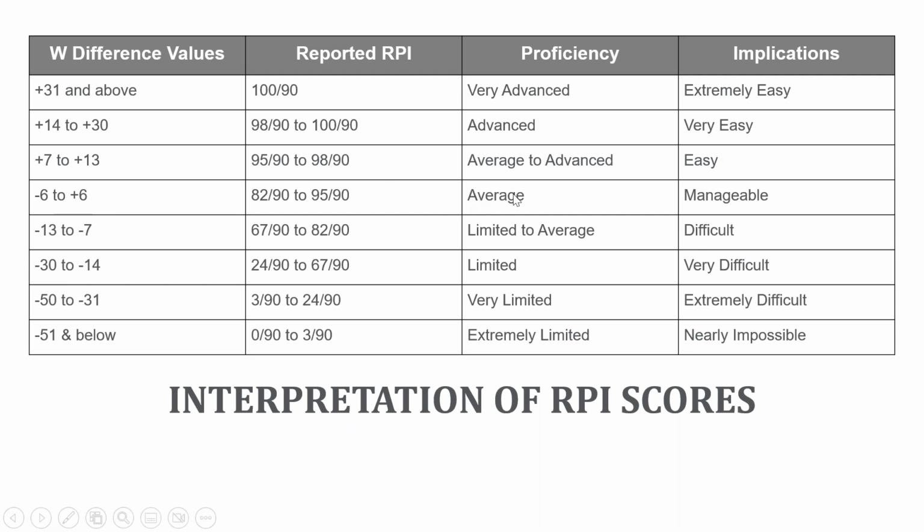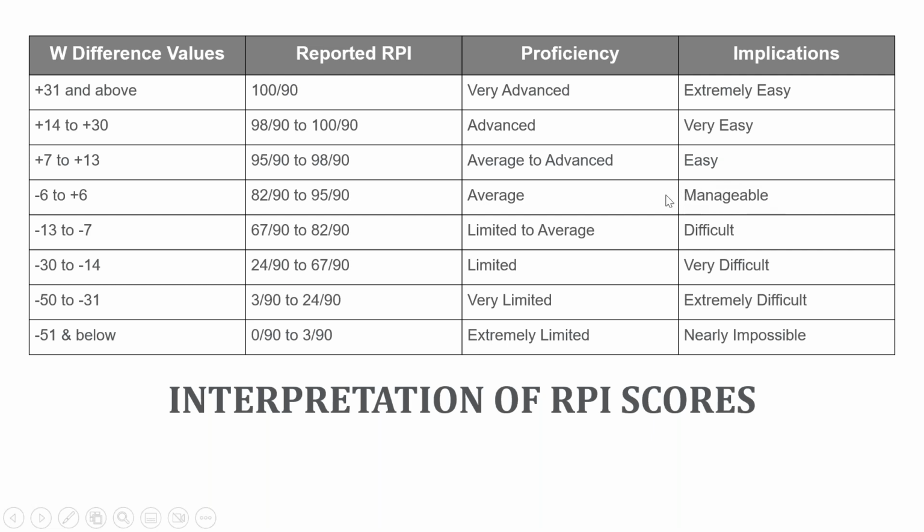proficiency, that average reference W in the middle of the table there, as you move away from that W reference score in a positive direction, the student's proficiency is going to increase. And as you move in a negative direction from that reference W, their proficiency becomes increasingly more limited. You can see there, in the middle, the range of reported RPIs between 82/90 to 95/90 indicates average proficiency. And the implication of that is that that student is going to find those tasks manageable.